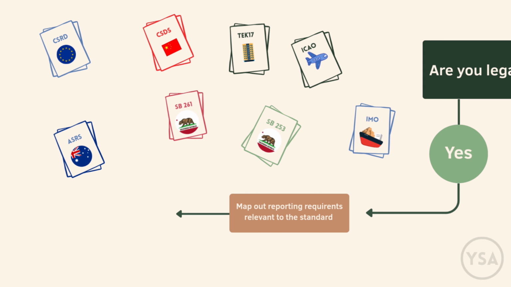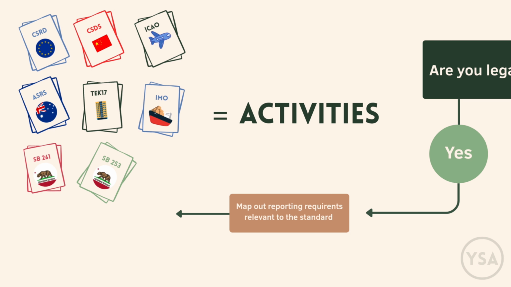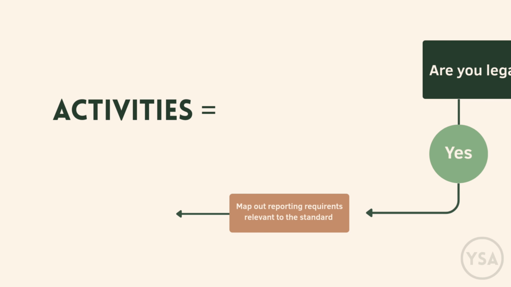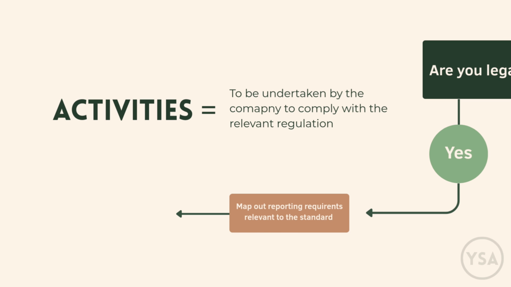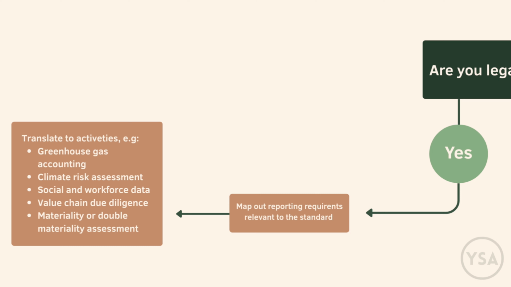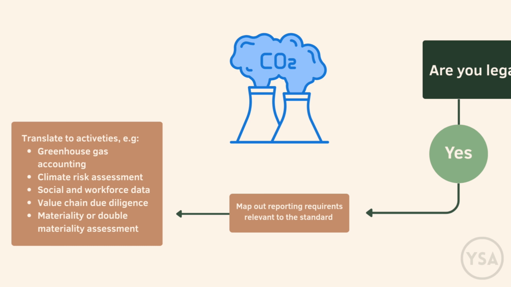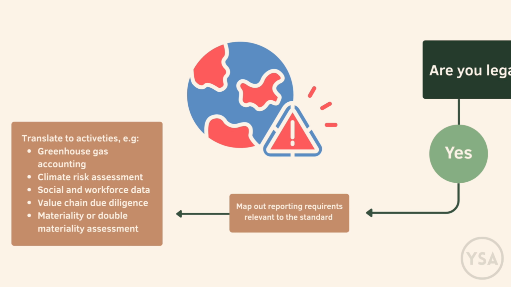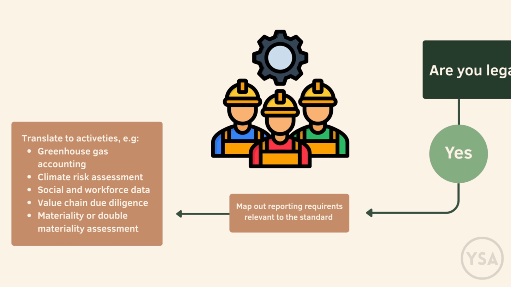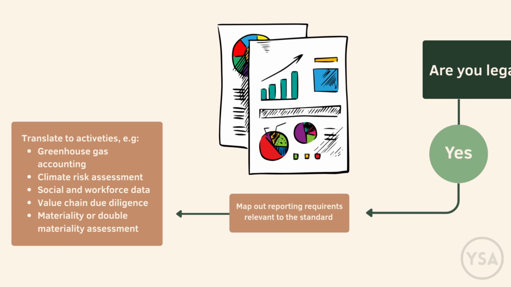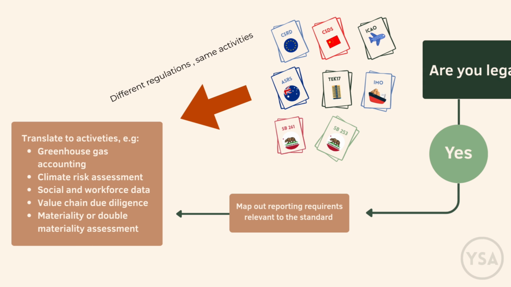So if yes, the next step is to see what the requirements actually are and what activities that translates into. When we talk about activities in this context, that means things that the company will have to do to comply. Regardless of regulation, the activities tend to look very similar. Like the activity of greenhouse gas accounting is almost always included, as well as things such as climate risk, which is very common. You typically need social and workforce data, value chain due diligence, and a materiality assessment. It's a lot of the same stuff.